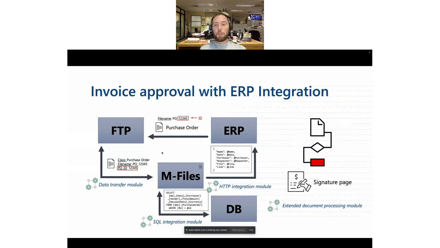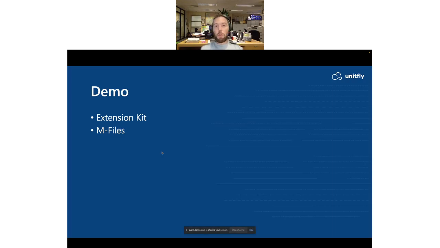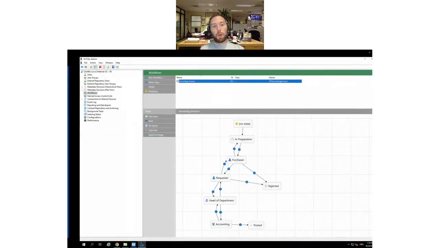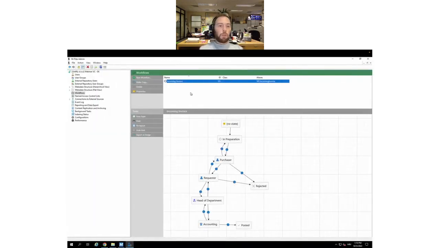Now I will go through the admin console. I will show you briefly how this is done, and then we can see this use case in M-Files. Okay, so now we are in M-Files, in the admin console. What I will show you is this workflow. This is the approval process.